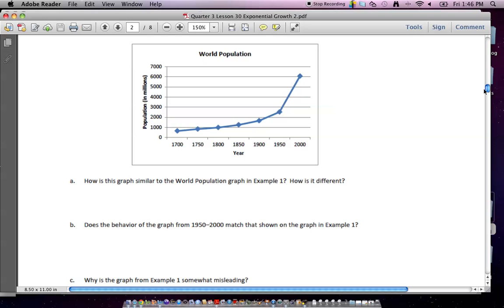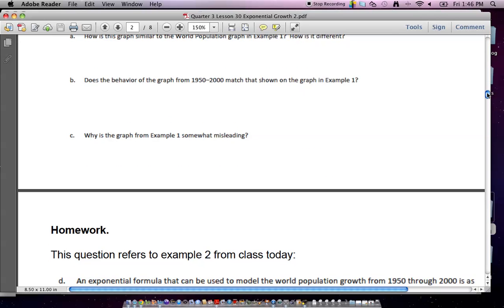So when you deal with an exponential graph, pieces of the exponential graph may seem linear. But when you put it over the entire period of time, definitely not linear. No way, shape, or form. Okay? Any questions? All right. Let's see here. How is it similar? How is it different? Well, this is the piece that's the same. The tail, if you will, here is different because it goes back to a longer period of time.